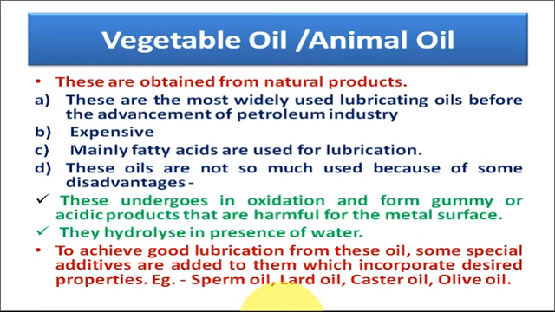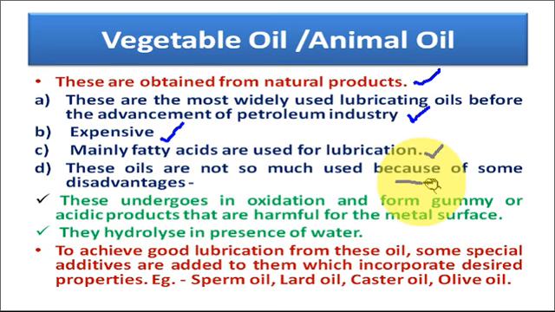Next is the vegetable oil or the animal oil. Basically, the vegetable or animal oils are obtained from the natural products. The main features of the vegetable oils are, these are the most widely used lubricating oil before the advancements of the petroleum industry, that means before the mineral oils. These are expensive oils. Mainly fatty acids are used in the category of the vegetable oil for the lubrication. These oils are not so much used because of some disadvantages.